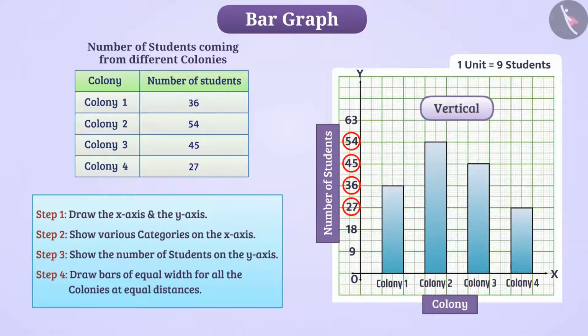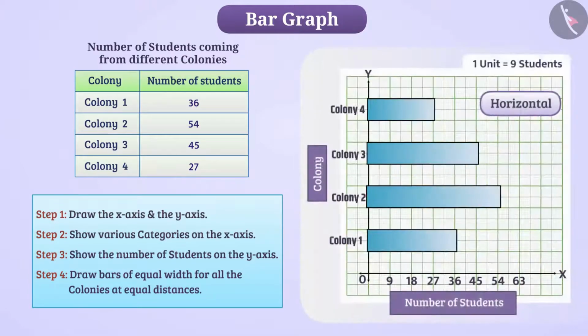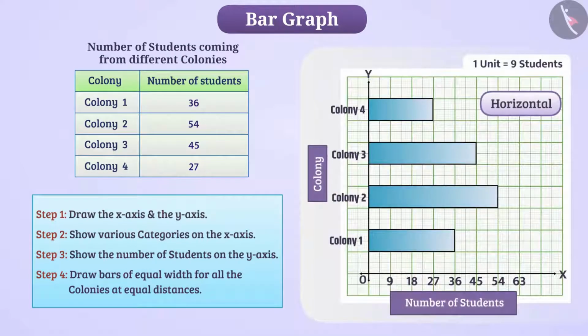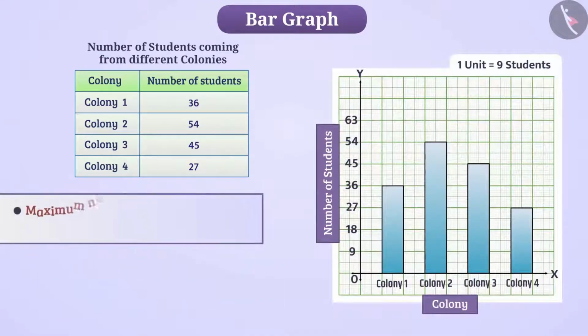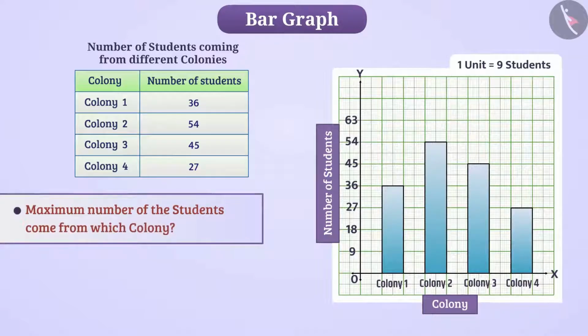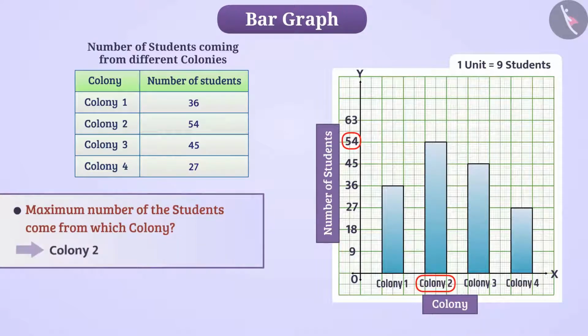This is a vertical bar graph. We can also draw it horizontally like this. Now, observe the bar graph. Can you tell me maximum number of students come from which colony? Just by looking at the graph, you will be able to tell that maximum number of students come from colony 2. In this way, the bar graph helps us to get the information by looking and comparing data.